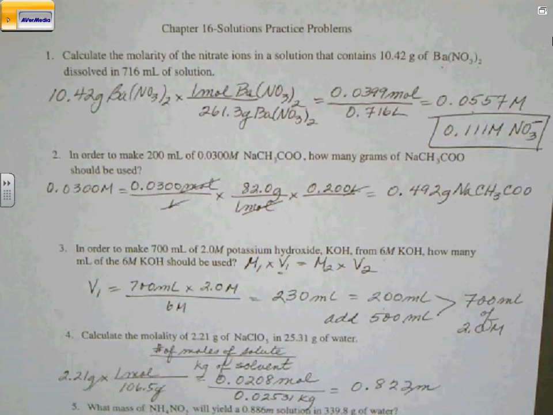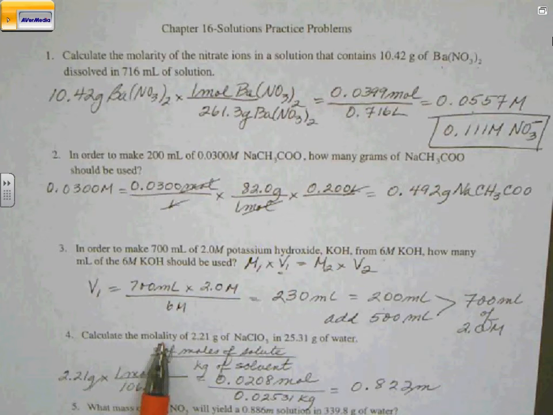Number 4. Calculate the molality of a 2.21 gram solution of sodium chlorate, where the amount of water used is 25.31 grams of water. Be careful. It says molality. That one little letter changes everything. Different calculation, and basically it is the solvent that is different. Still calculate the number of moles of solute, but it must be per kilogram of solvent.